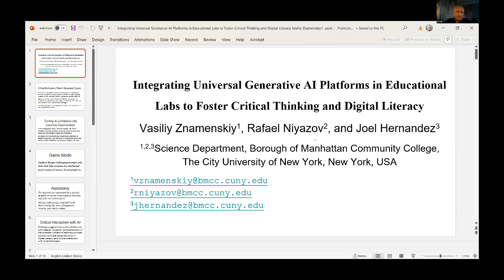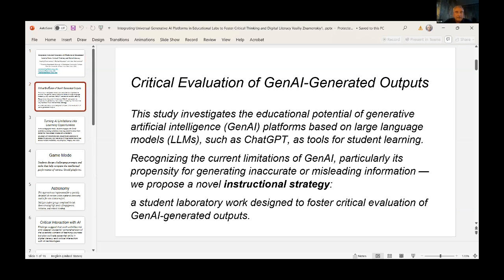Okay, so this is the name of my report: integrating universal generative artificial intelligence platforms in education labs to foster critical thinking and digital literacy. Okay, let me continue. So what is the main idea? How I want to use general evaluation of general artificial intelligence systems.